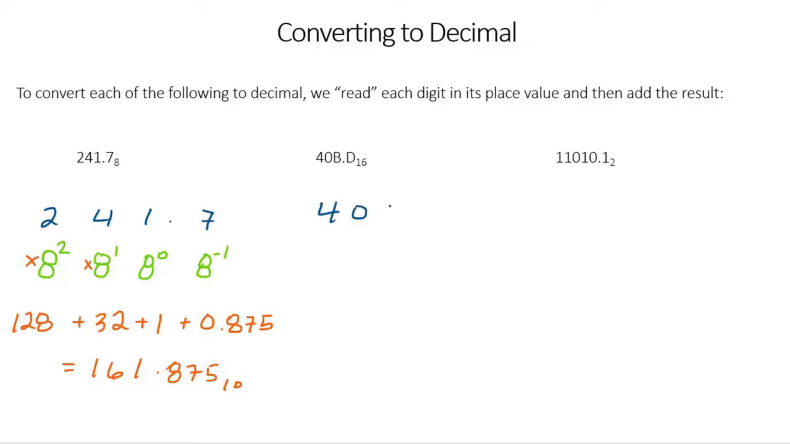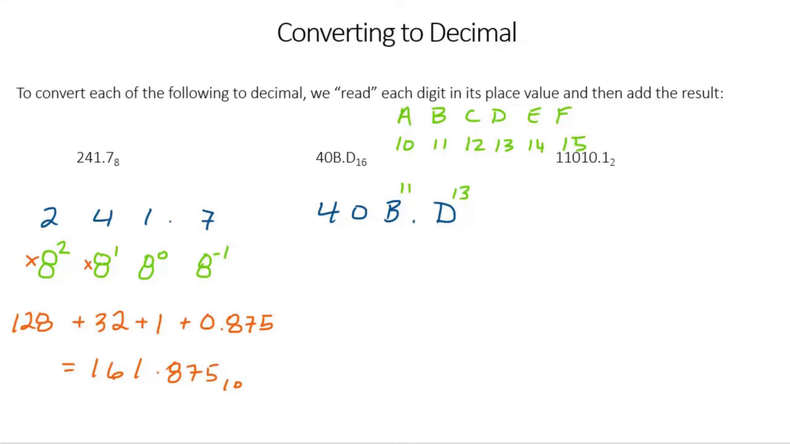We have 40B point D. We just need to remember that A through F are equivalent to the decimal numbers 10 through 15. I like to write these out for myself as a reminder. So I have A through F to represent 10 through 15. So D is equivalent to the decimal number 13, and I'm just writing myself a little note over top to remind myself, and B is equivalent to the decimal number 11.